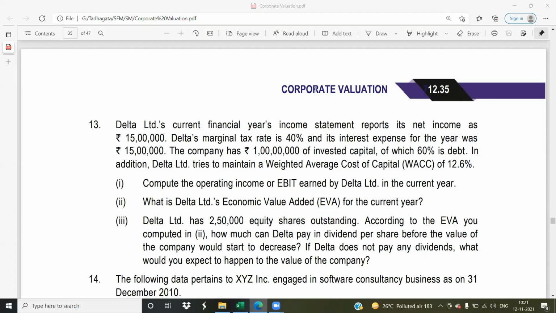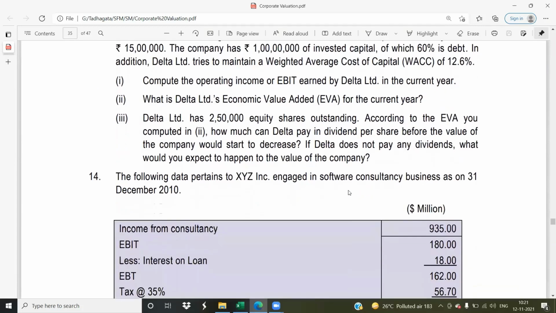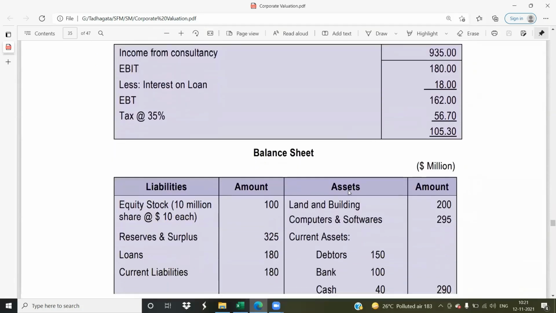You have a net income of 15 lakhs, marginal tax rate is 40%, interest expense is 15 lakhs, and the company has 1 crore of invested capital, of which 60% is debt, and it tries to maintain a WACC of 12.6%. This is the same as the previous problem, right? I think it is 10 or 11. So let us not do this problem. Okay, it's just a repetition. But one thing is that it is given, if it does not pay any dividend, what would you expect to happen to the value of the company? Naturally, it will rise, right? Okay, so let's move to problem number 14.